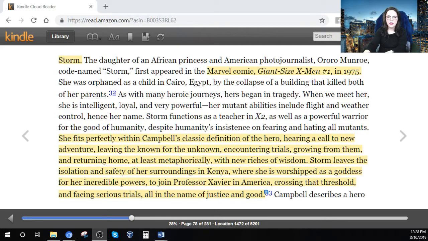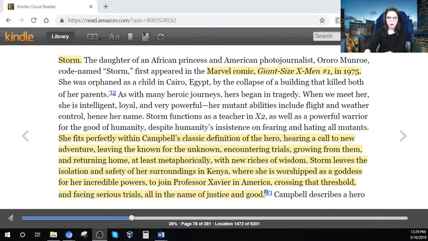Storm leaves the isolation and safety of her surroundings in Kenya, where she is worshipped as a goddess for her incredible powers, to join Professor X in America, crossing that threshold and facing serious trials, all in the name of justice and good. Now remember, we've been studying this semester that one of the purposes of a superhero is that they desire that the communities have justice. And that's exactly what Storm does.